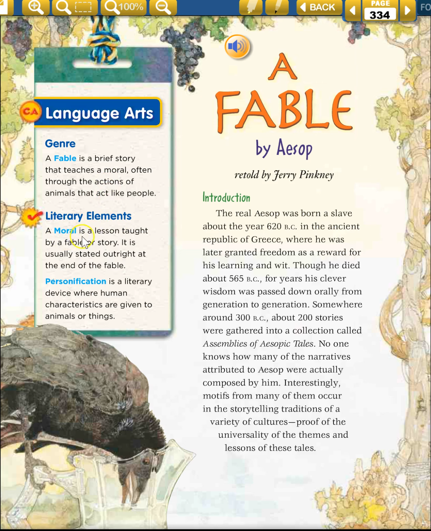Literary elements. A moral is a lesson taught by a fable or story. It is usually stated outright at the end of the fable. So that's the main difference between a moral and a theme. With a moral, the author explicitly tells you what the moral of the story is. When you're trying to find theme, it's usually a little more challenging because it's not obvious. The author doesn't necessarily just tell you.